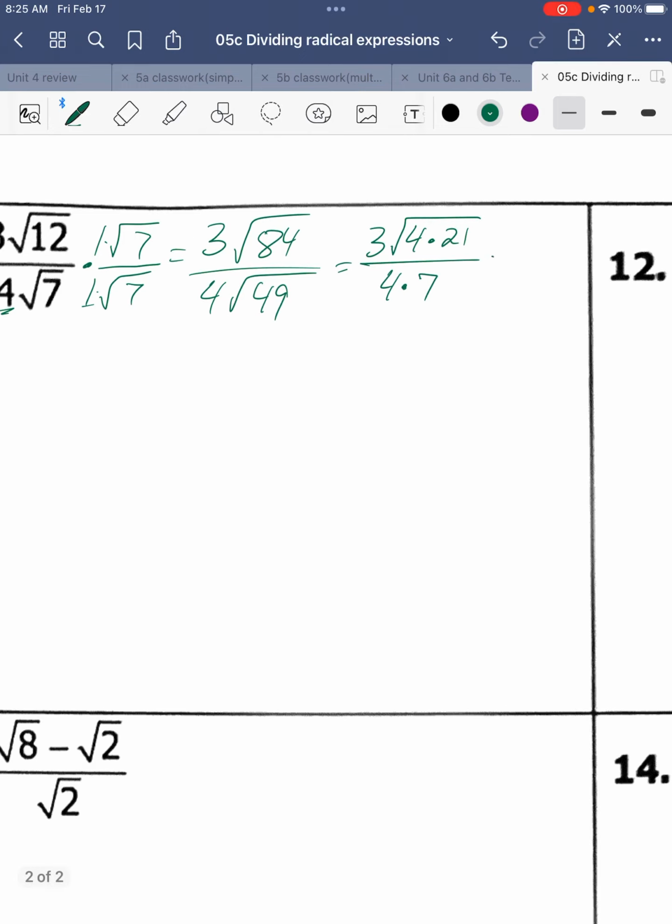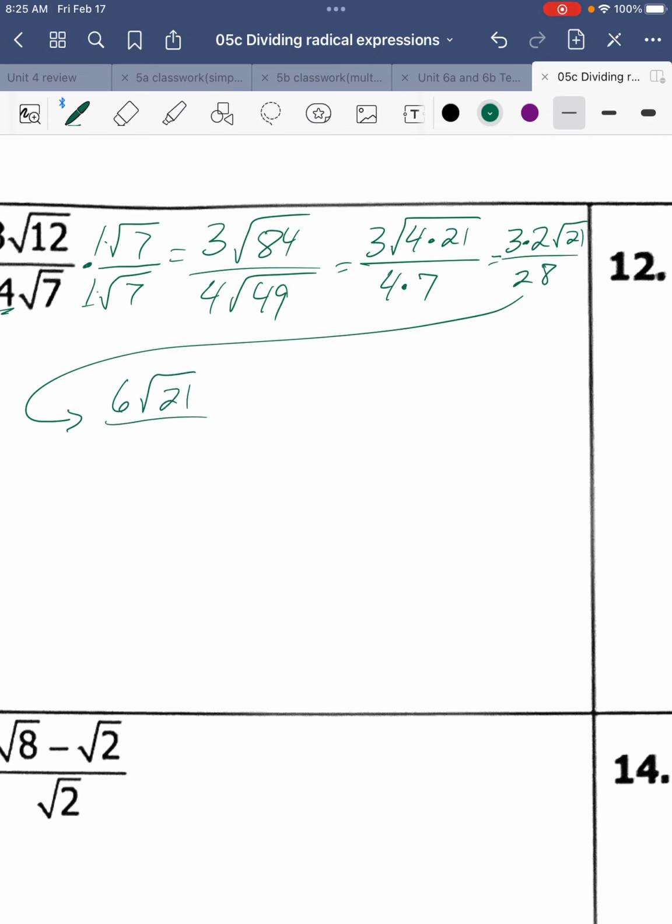And 4 times the square root of 49 is 7. In the numerator we have 3 times the square root of 4, which is 2. And 4 times 7 is 28. Keep working this out. 3 times 2 is 6.